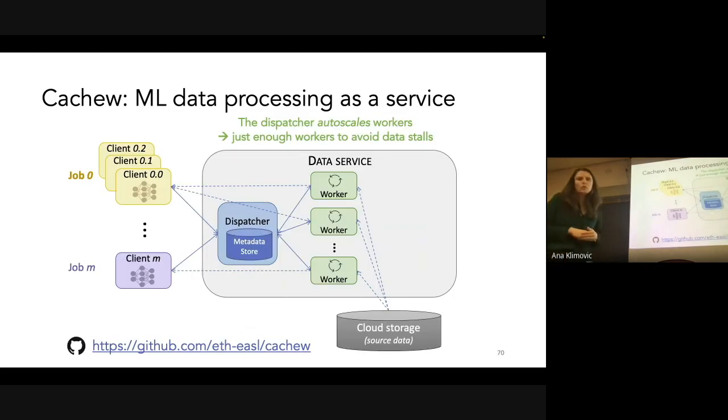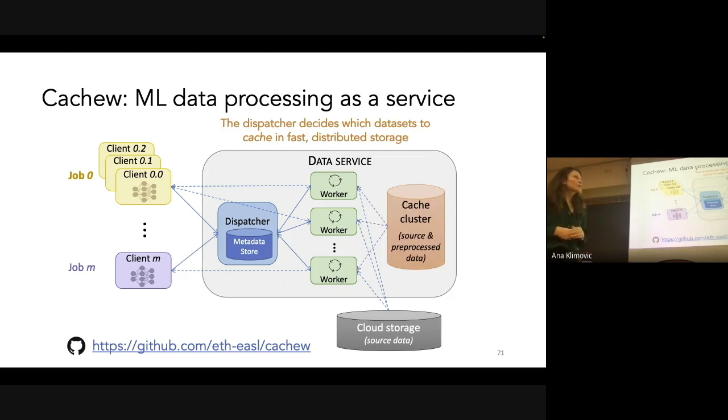Right, so this motivated us to build a system we called Cachew. It's built on top of tf.data service, so it inherits this disaggregated architecture, but it expands it by providing this multi-tenant view. And the other thing that it does is it makes decisions that might have been hard for the user to make, like how many workers we should actually need.